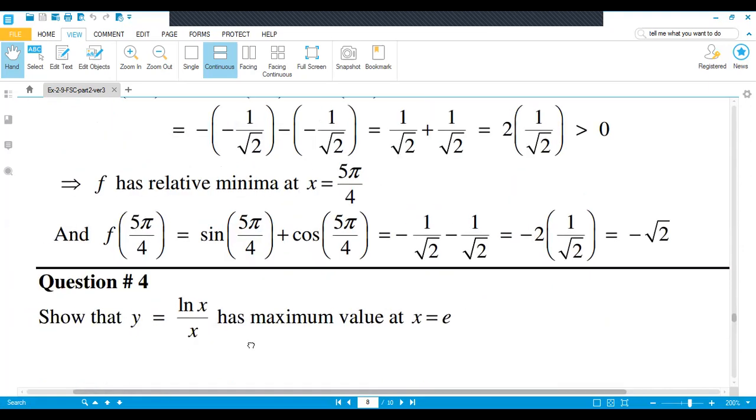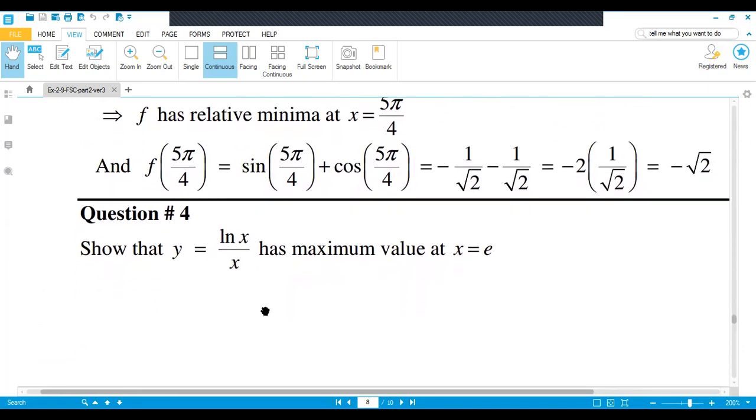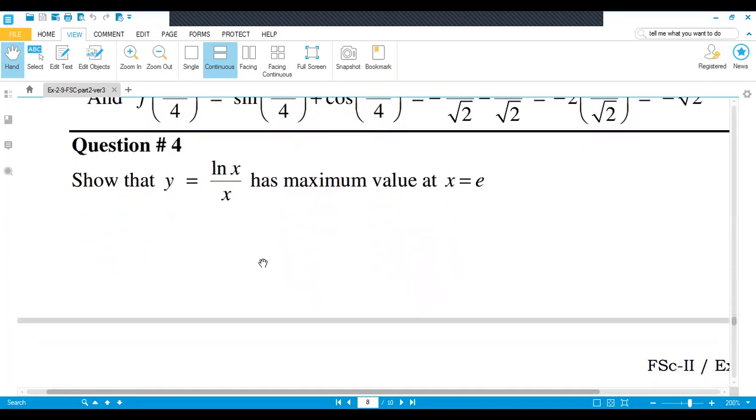Now come to question number 4. Very important question, mostly comes in papers: show that y is equal to natural log of x over x has maximum value at x is equal to e. Means that in advance they are telling us that the function has a maximum value, meaning the second derivative is less than 0 at x is equal to e.